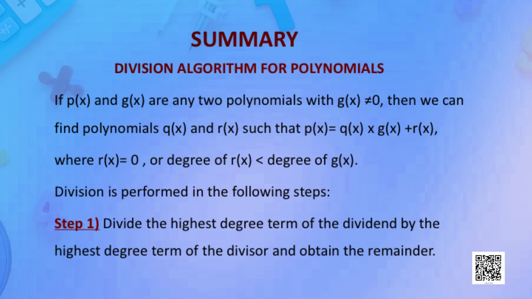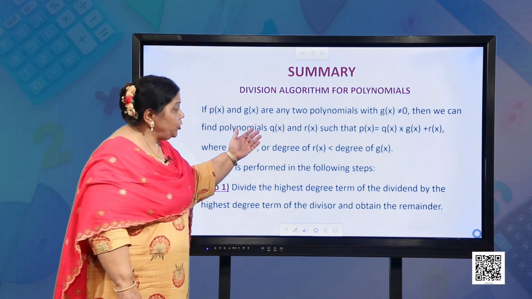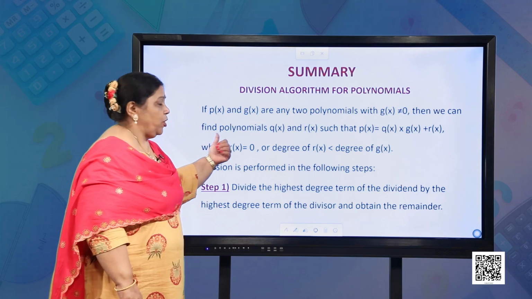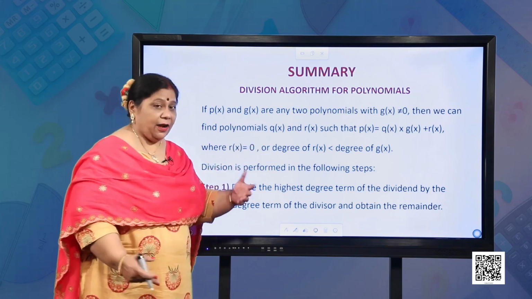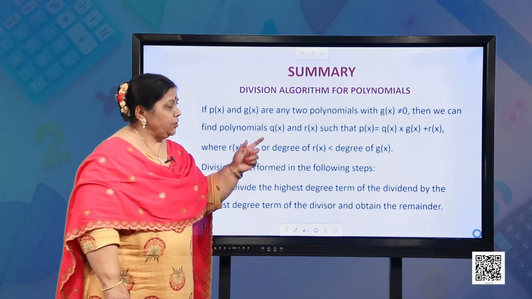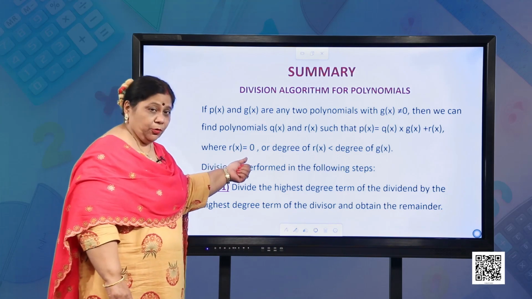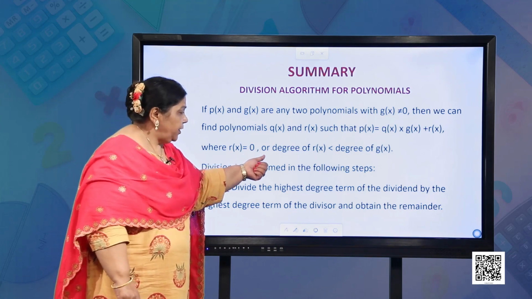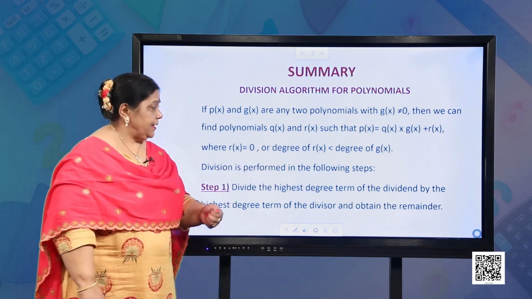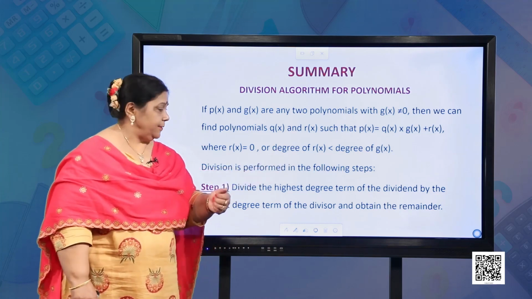Division algorithm for polynomials. If p of x and g of x are any two polynomials with g of x not equal to 0, then we can find polynomials q of x and r of x such that p of x is equal to q of x into g of x plus r of x, where r of x is 0 or degree of r of x is less than the degree of g of x. That means, degree of remainder should be less than the degree of divisor.